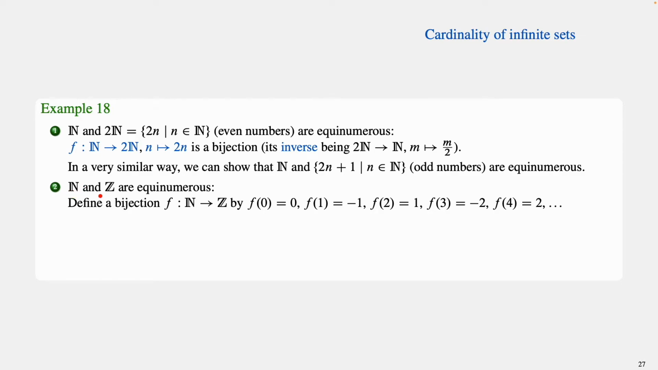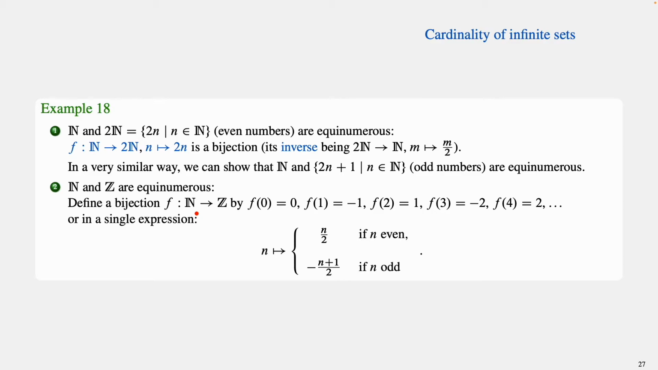And also the natural numbers and the integer numbers are equinumerous. We can define a bijection f from N to the integers by mapping 0 to itself, then mapping 1 to -1, 2 to 1, 3 to -2, 4 to 2. So all the odd numbers get mapped to the consecutive negative numbers, and all the even numbers get mapped to the consecutive positive numbers. If you want to write this out more explicitly, this bijection is given by this expression here. n maps to n over 2 if n is even, and it maps to minus (n plus 1) over 2 if n is odd. And in this way you cover all the positive and all the negative numbers in the integers with this map from the natural numbers.